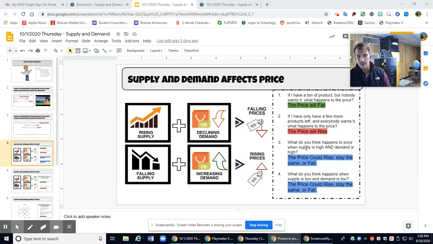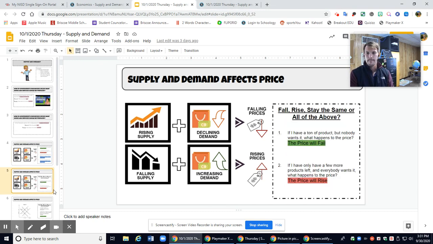And then what happens when the supply is high and the demand is high? Well, that's interesting because it gets very specific at that point. The price could rise, it could stay the same, or it could fall. It just depends on a lot of different factors. So if both rise, a lot of things can change. And same goes for the opposite effect. When supply is low and demand is low, you usually see the price either fall, rise, or stay the same. It's hard to say without exact specific numbers.